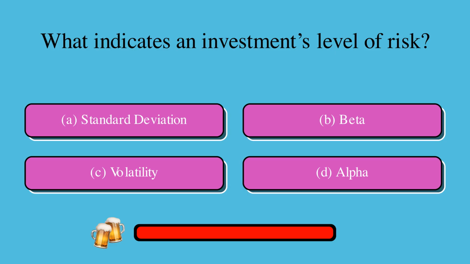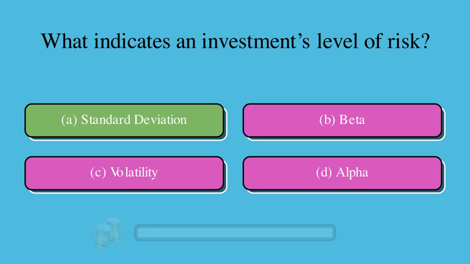What indicates an investment's level of risk? Is it A, standard deviation, B, beta, C, volatility, or D, alpha? The correct answer is A, standard deviation.